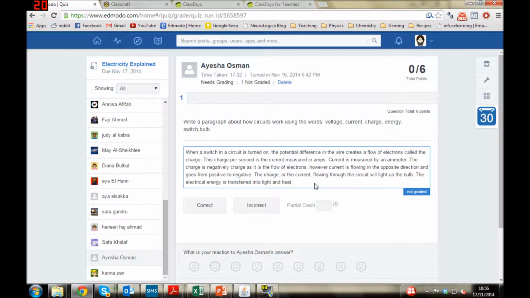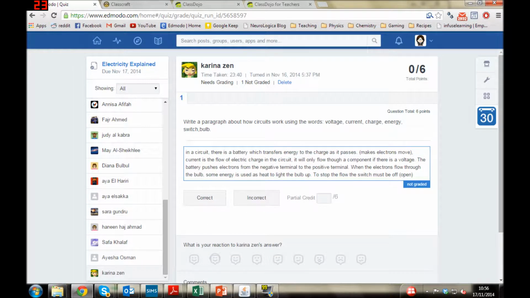The charge or the current flowing through the circuit will light up the bulb. Yep. The electrical energy is transferred into light and heat. Yep, okay, not bad. Karina's: In a circuit there is a battery which transfers energy to the charge as it passes. Okay, yeah, it gives the charge energy and then the charge flows out the battery, makes the electrons move.